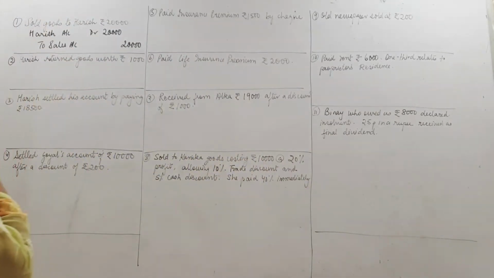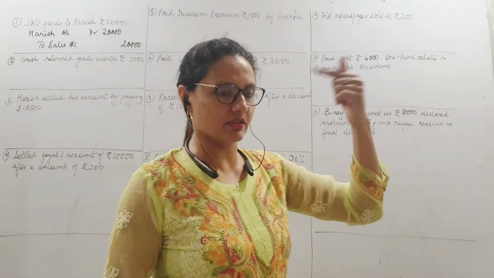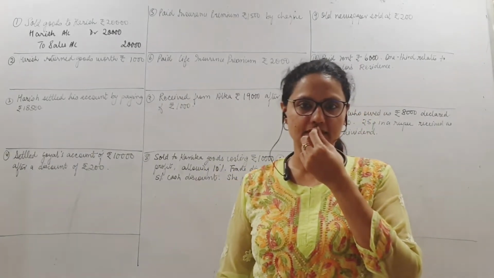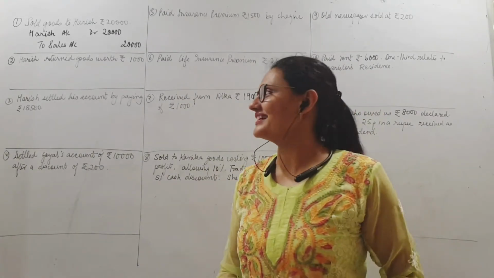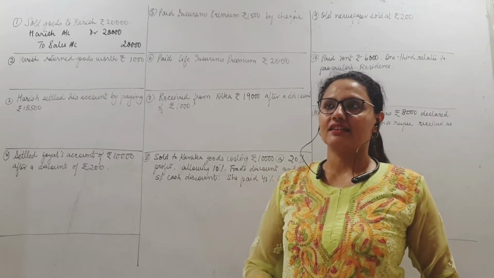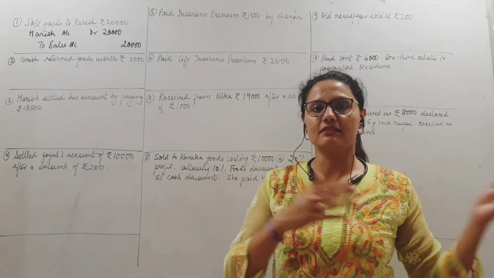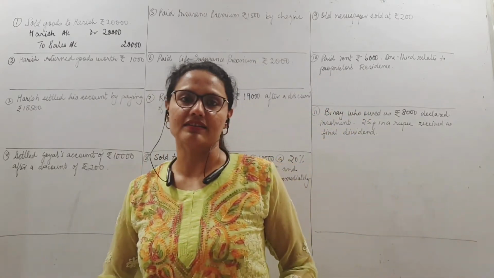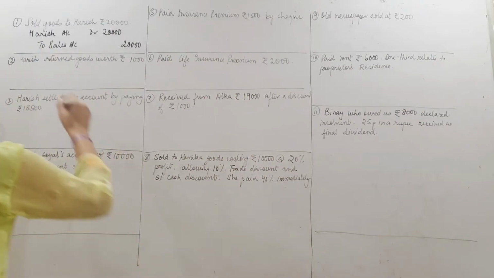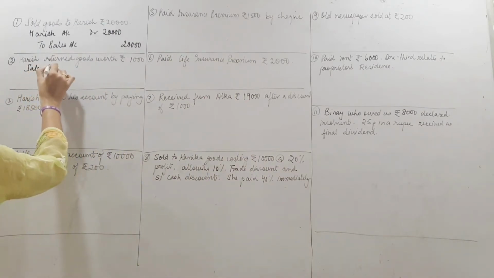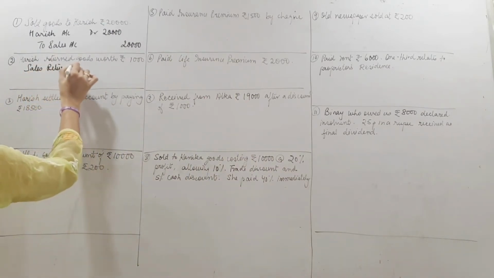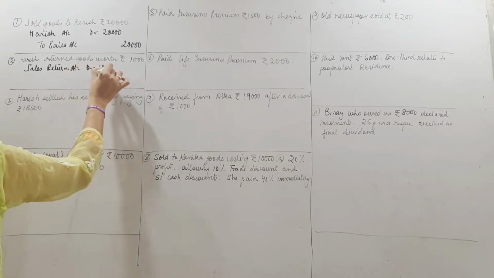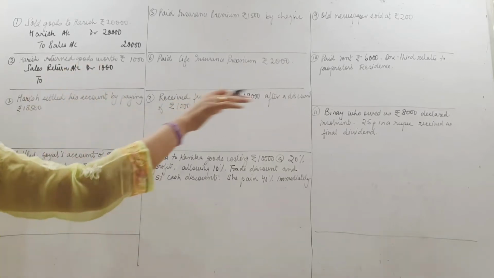Now, second one, Harish returned goods worth 1,000. Harish is returning goods. These goods were sold earlier, those goods are coming back, so this is sales return. Sales return is the opposite of sales. Sales is credit, sales return is debit because it reduces our sales income. So sales return account debit, because my income is reduced by 1,000.